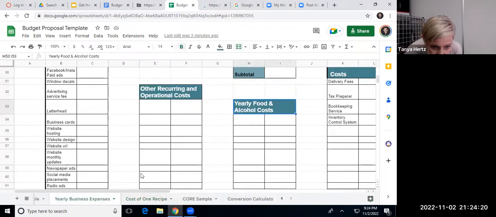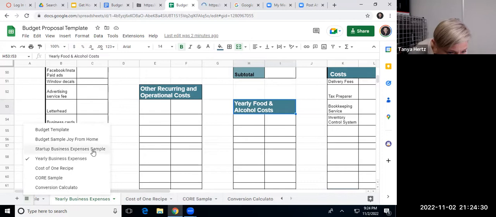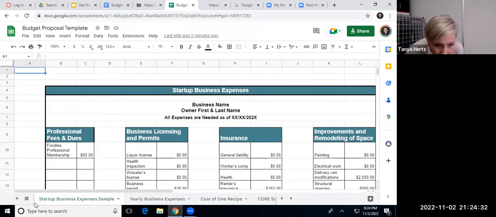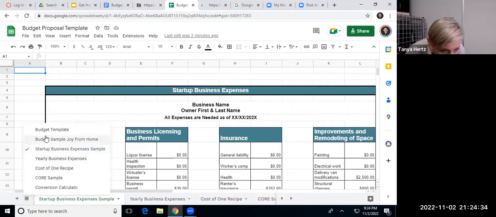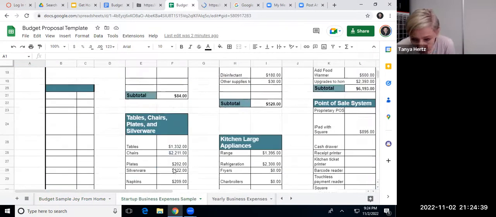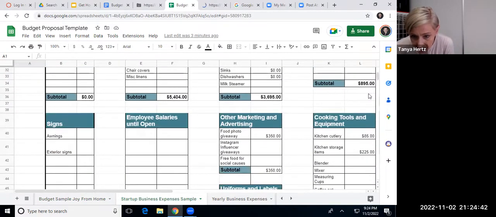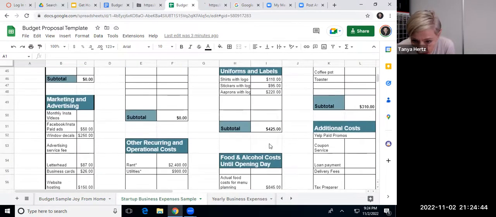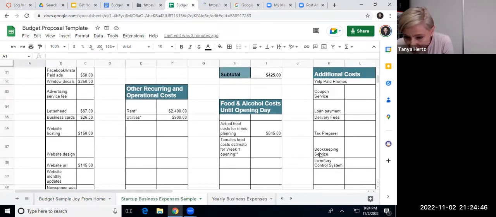Okay, so going back to the yearly expenses, let me see here. Yearly expenses sample, right there. And so we also have our cooking tools, our equipment, our marketing, our uniforms, our labels, all these additional costs like any Yelp that we pay or bookkeeping if we pay for an inventory control system. We look at our actual food cost for menu planning.